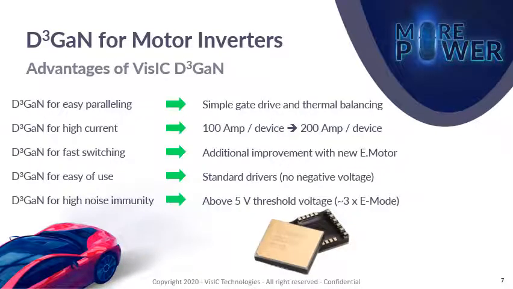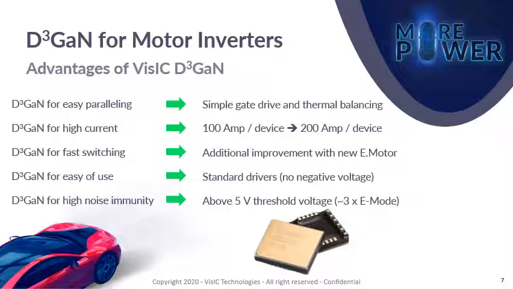One of VisIC main target applications is the electric vehicle motor inverter. Using D3GaN, it is easy to parallel devices for high currents by using standard silicon drivers as well as by its inherent capabilities for thermal balancing. The company targets high current GaN products and has demonstrated hundreds of amp switching capabilities, with new higher current products soon to be released. All VisIC developments are optimized for fast switching capability, which can help reduce switching losses in a variety of packaging forms.